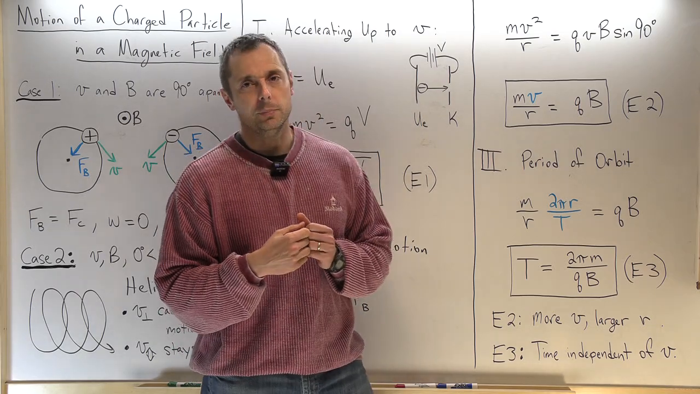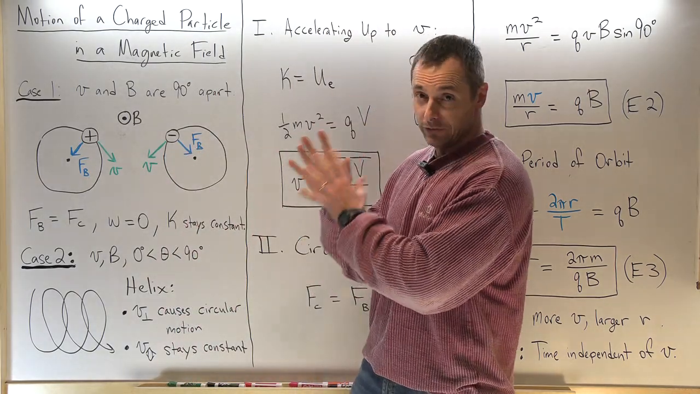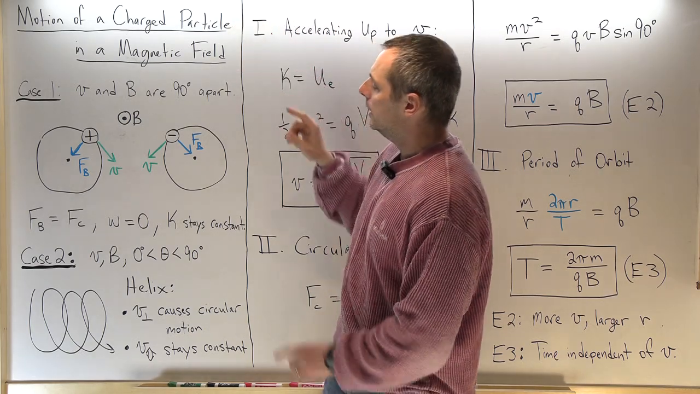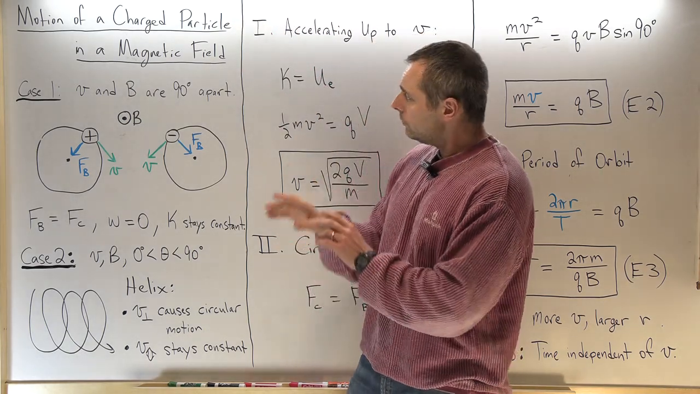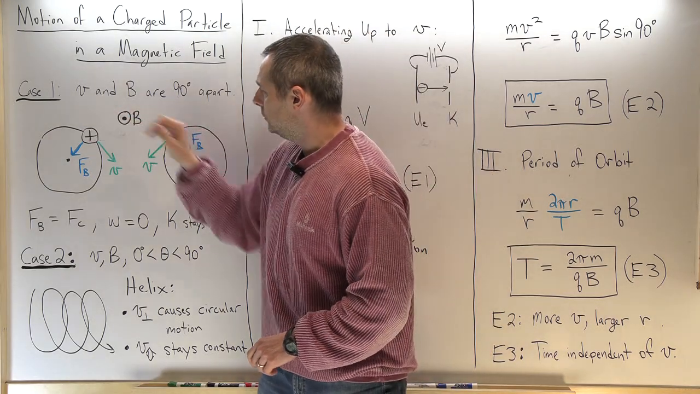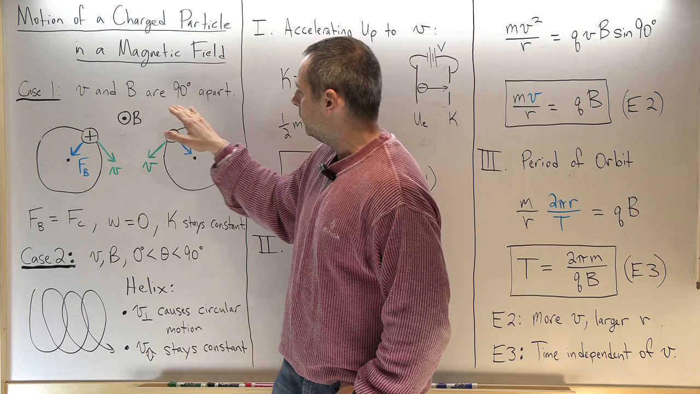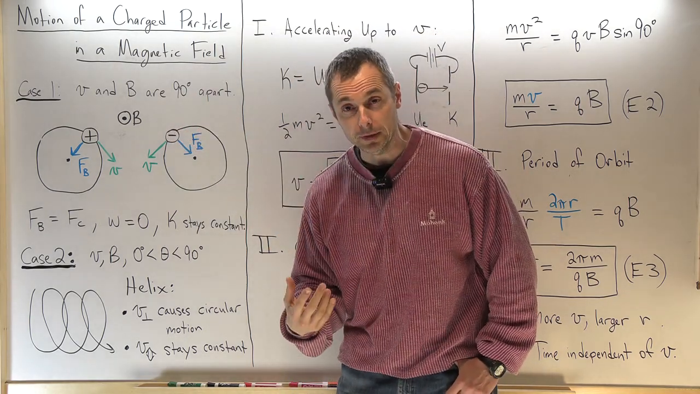The magnetic force never speeds up or slows down a freely projected charged particle. So what are the possibilities then for the motion? That's the topic for today: motion of a charged particle in a magnetic field. Two cases we're going to look at. One is, suppose I project the particle with a velocity such that the velocity and magnetic field are 90 degrees apart. In other words, they're perpendicular.